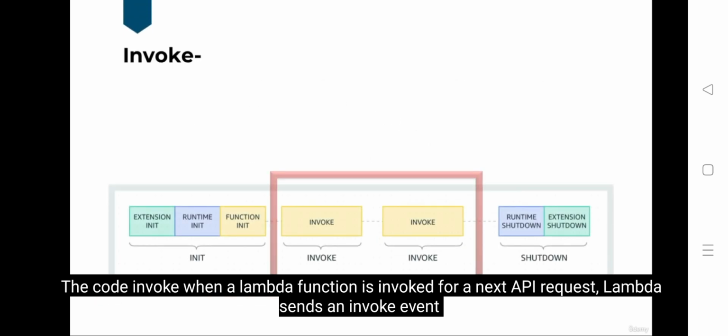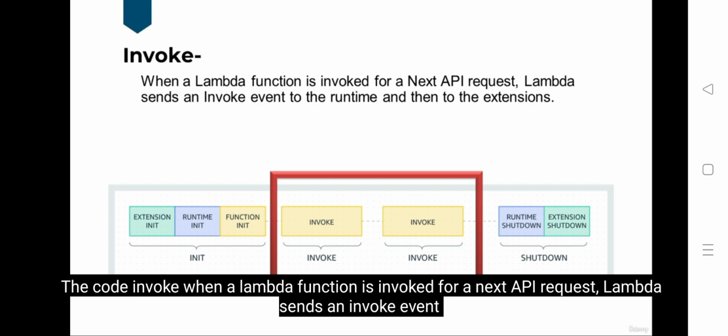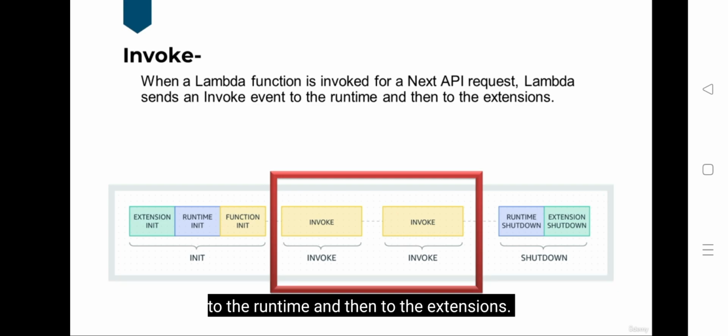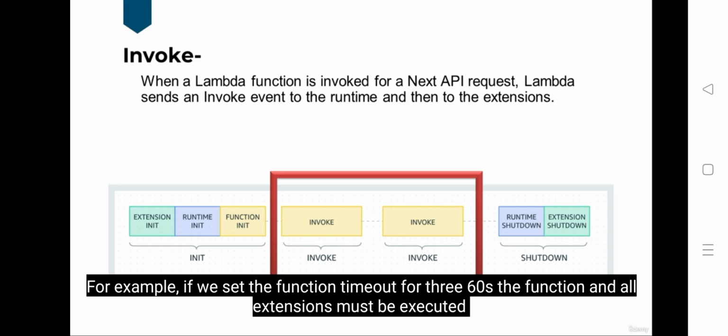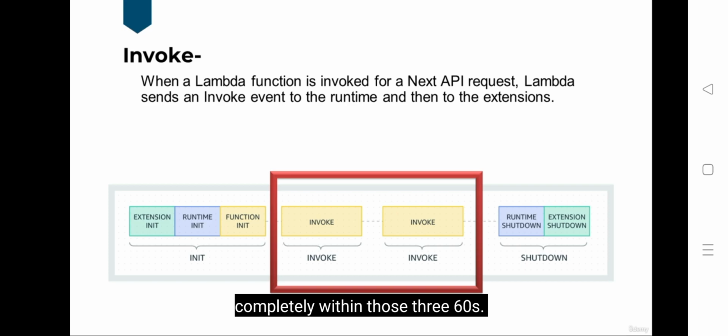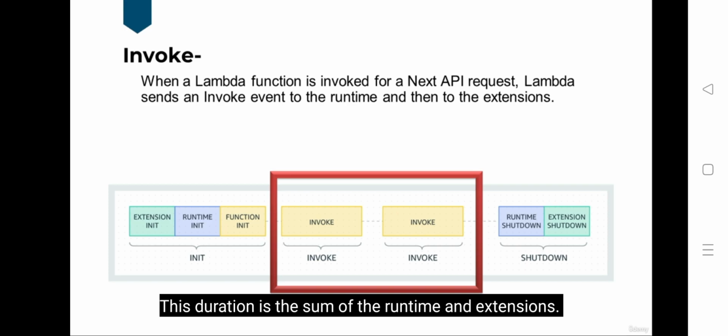Invoke. When a Lambda function is invoked for a next API request, Lambda sends an invoke event to the runtime and then to the extensions. The function's timeout setting restricts the duration of the entire invoke phase. For example, if we set the function timeout for 360 seconds, the function and all extensions must be executed completely within those 360 seconds. This duration is the sum of the runtime and extensions.